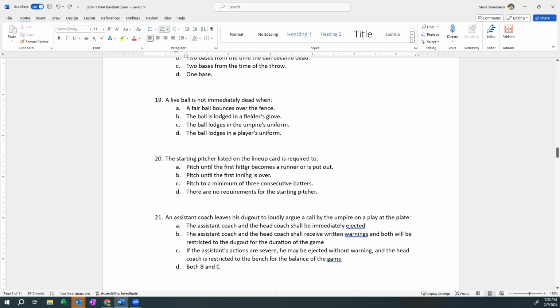What if he doesn't? What if he doesn't come out to the mound? What's the penalty if the starting pitcher listed on the lineup card does not pitch to that first hitter? He can stay in the game, but he just can't pitch. Yep.